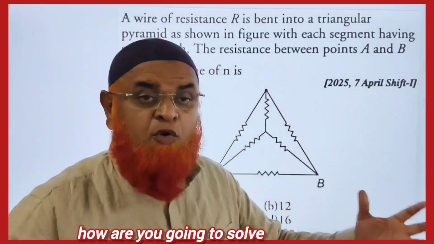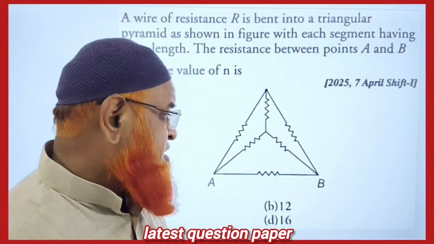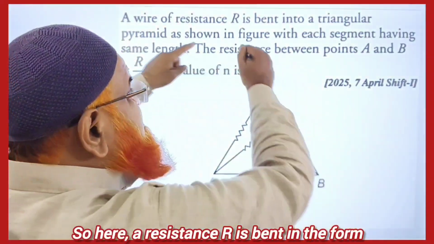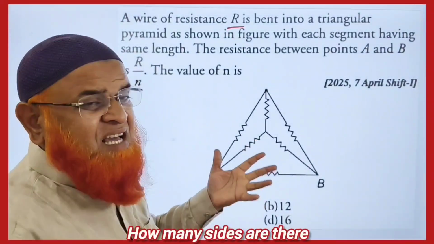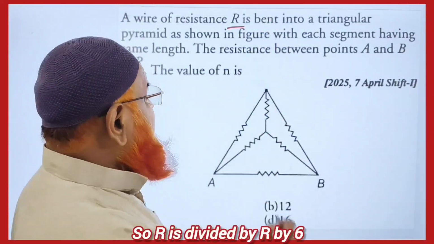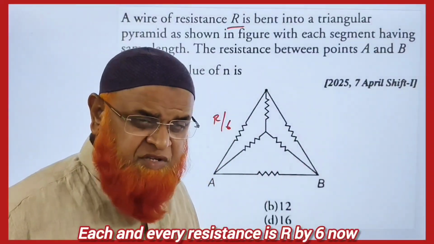Well, my dear students, how are you going to solve this previous year question of the 2025 latest question paper? Here, your resistance R is bent in the form of a triangular pyramid. How many sides are there? 6 sides are there. So R is divided by 6, and each and every resistance is R by 6 now.